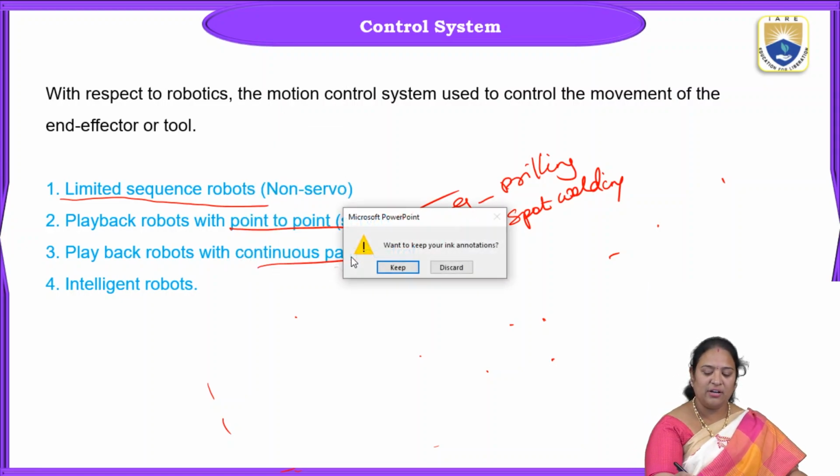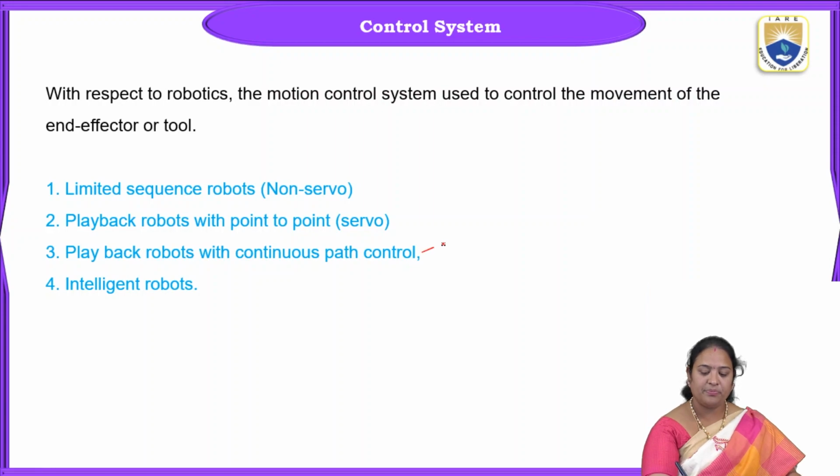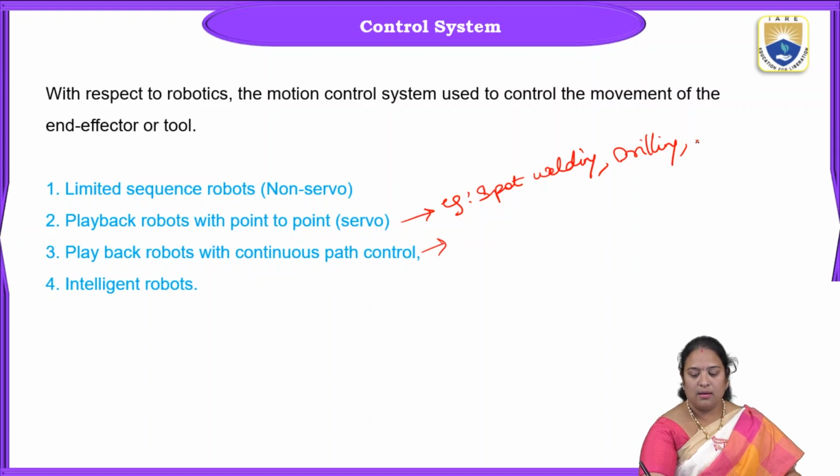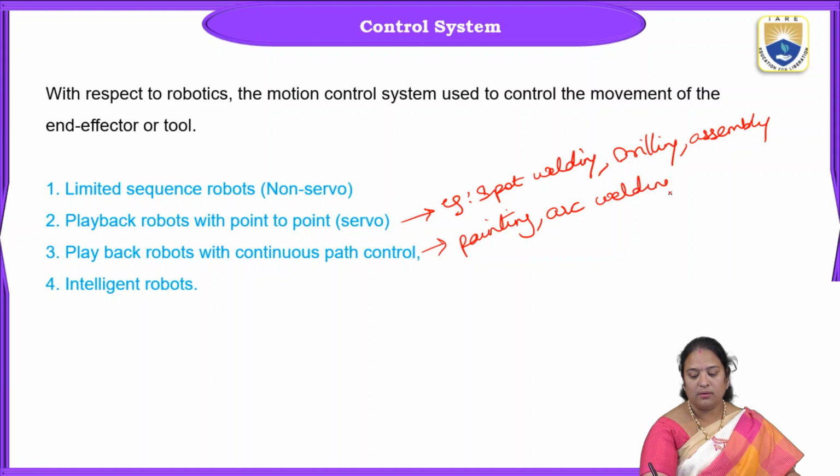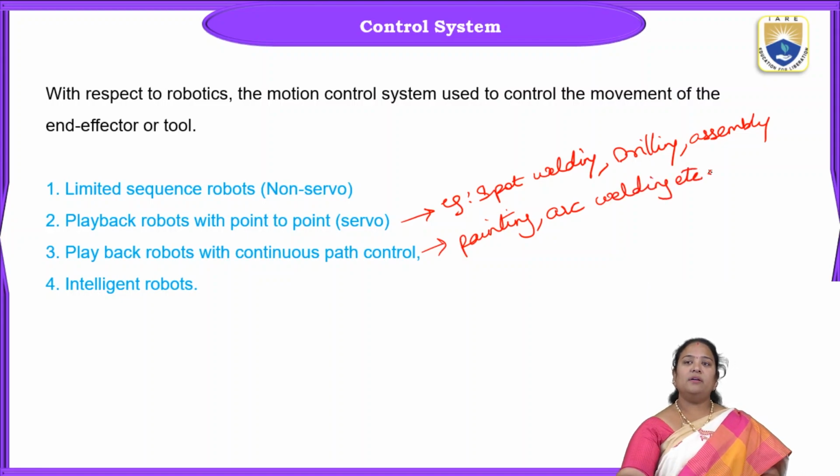Whereas in the continuous system, what is happening? Examples of point-to-point: spot welding, drilling, assembly operation, etc. Whereas in continuous path: painting, arc welding, etc. Right? So in point-to-point, the robot will be traveling from one point to the other doing its working operation.